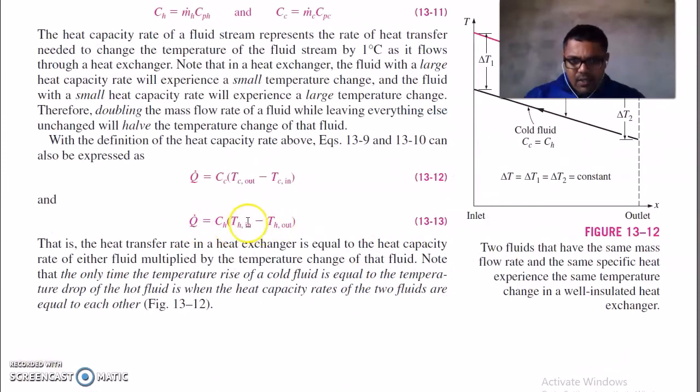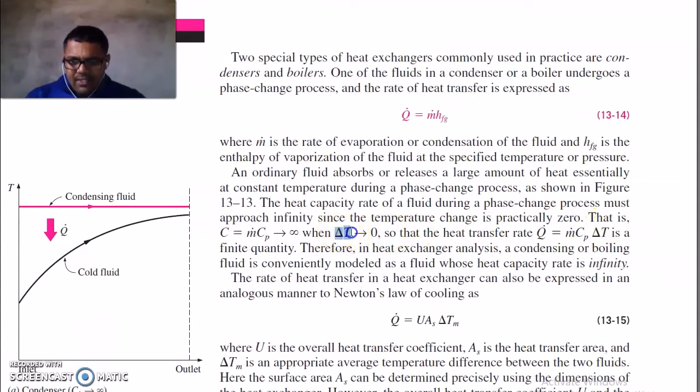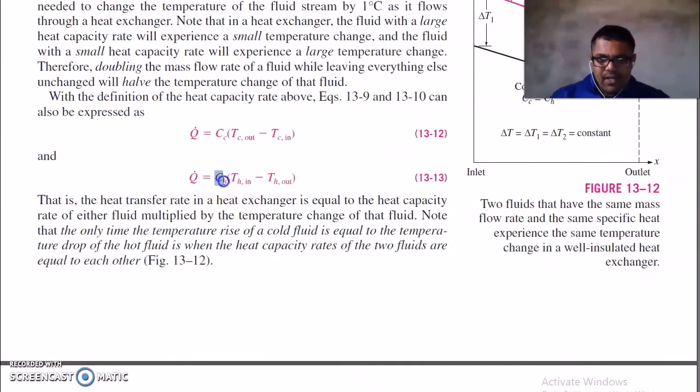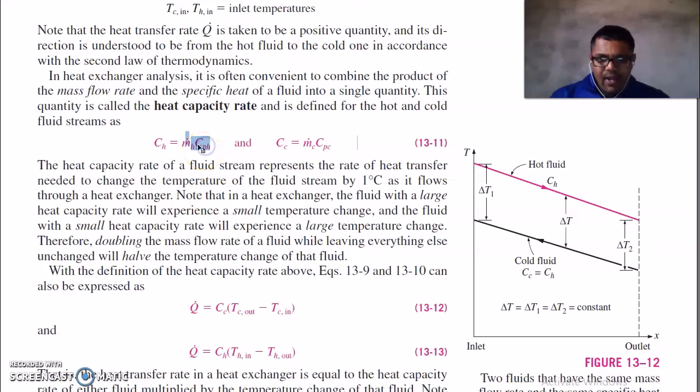So see this equation. If the temperature change of one of the fluids is zero, then this should go to infinity, so that the product of these two will give a finite value. That is, if delta T is 0 during a process, then the heat capacity rate m dot Cp should tend to infinity, so that the heat transfer rate Q, which is equal to m dot Cp into delta T, is a finite quantity. Therefore, in heat exchanger analysis, a condensing or boiling fluid is conveniently modeled as a fluid whose heat capacity rate is infinity. So this is your heat capacity rate, and it means this is infinity.